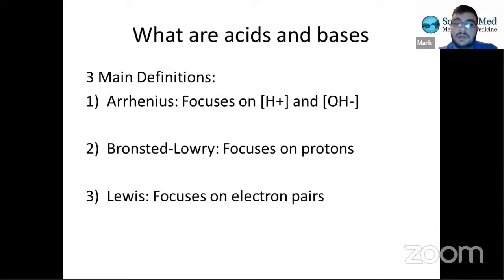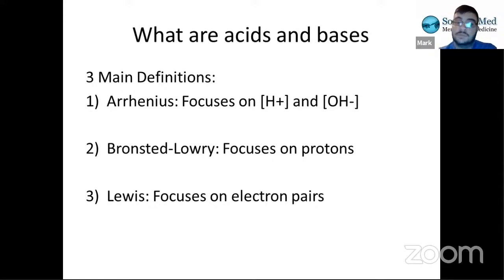The most common one is the Arrhenius definition, which focuses on the concentration of H plus and the concentration of OH minus. This one's very simple. HCl is an acid, NaOH is a base because NaOH gives up its OH. HCl gives up its H. Very simple. Then there's the Bronsted-Lowry definition, which focuses on protons rather than specifically H plus and OH minus.